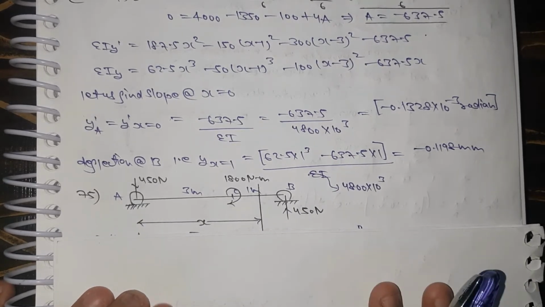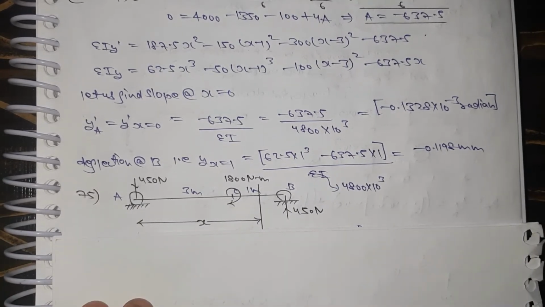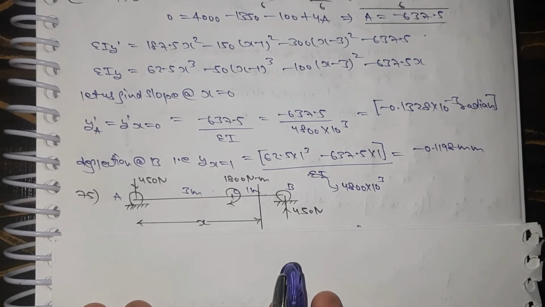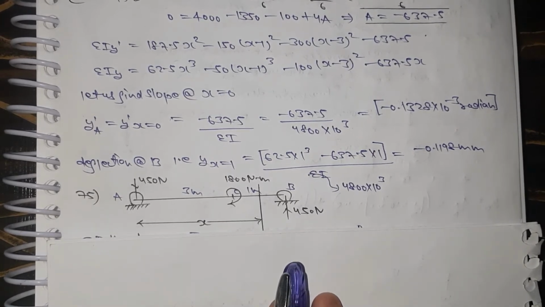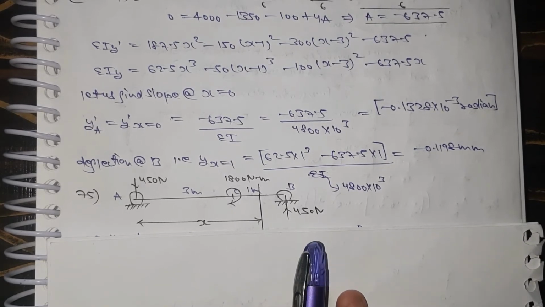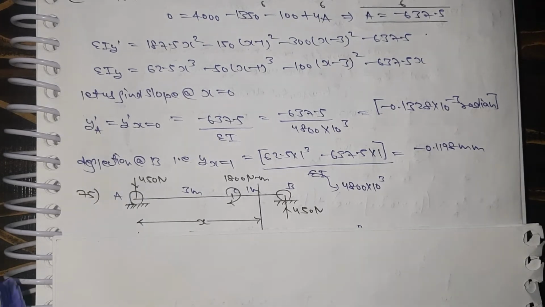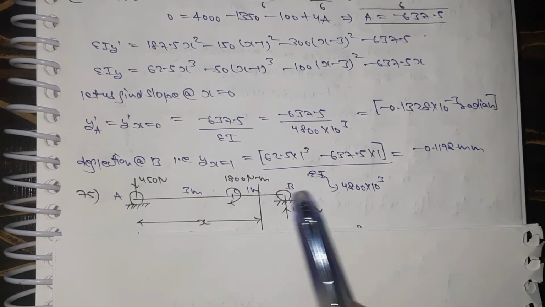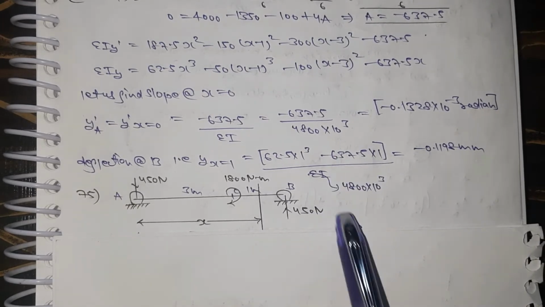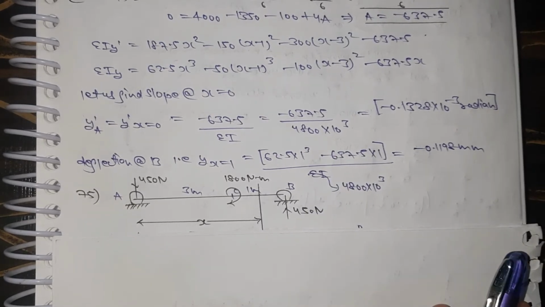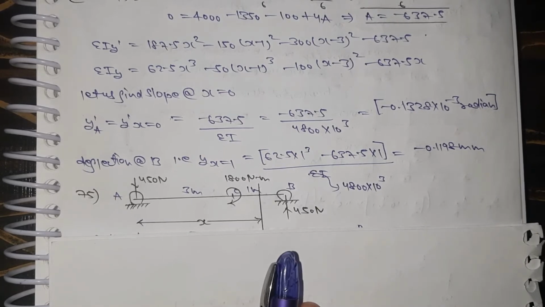I hope you already know how to calculate the reactions. If you don't know, then please follow the above steps that I used to calculate the reaction forces. When you are done with your calculations of reactions, you will get 450 Newton at support A in the downward direction, and at support B it will be in the upward direction, but again it is 450 Newton. Please check your answer if you are getting the same values.